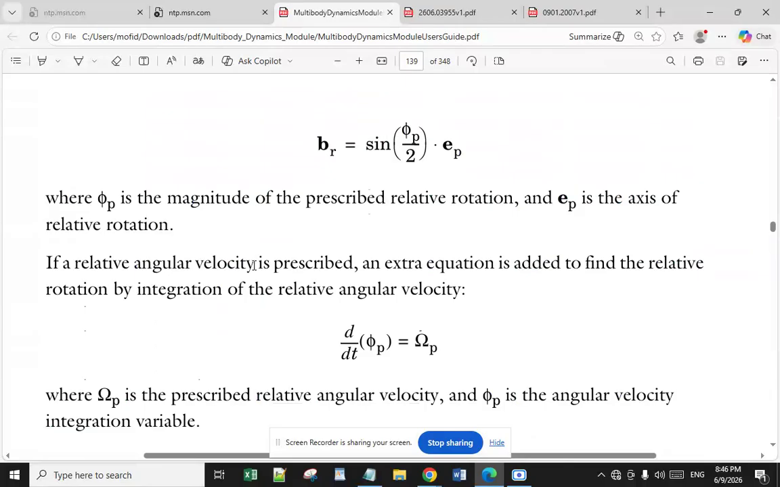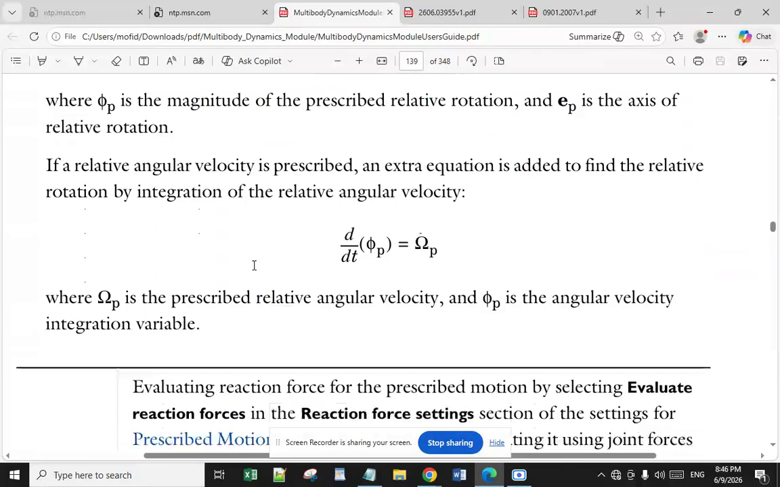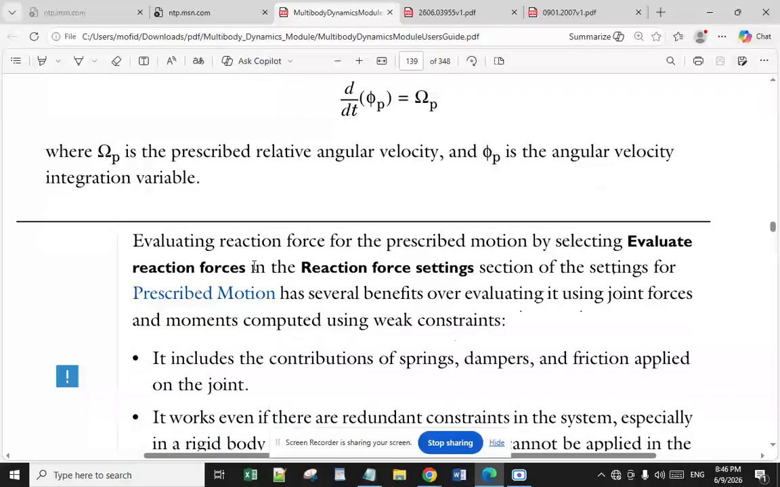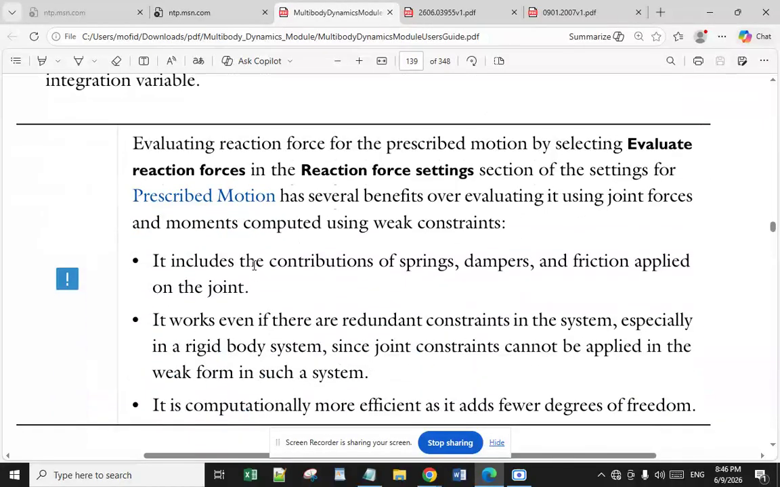If a relative angular velocity is prescribed, an extra equation is added to find the relative rotation by integration of the relative angular velocity. We have the derivative of phi p with respect to time is equal to omega p, where omega p is the prescribed relative angular velocity and phi p is the angular velocity integration variable.